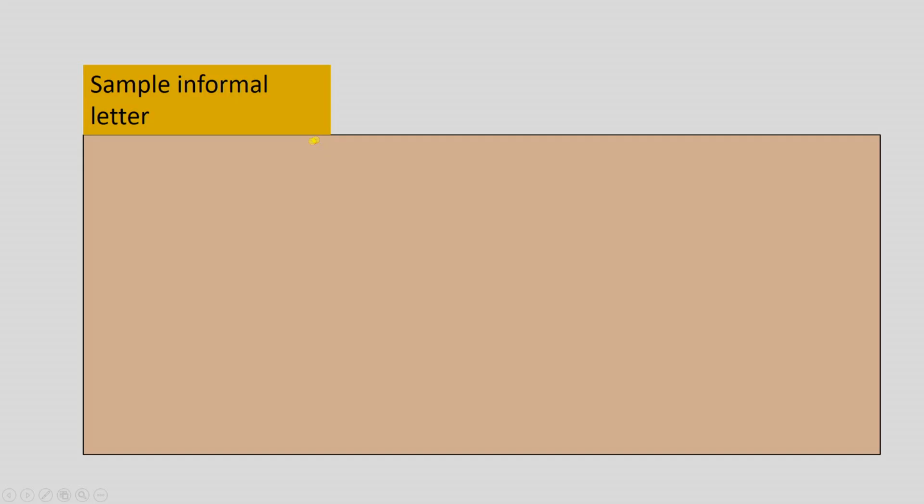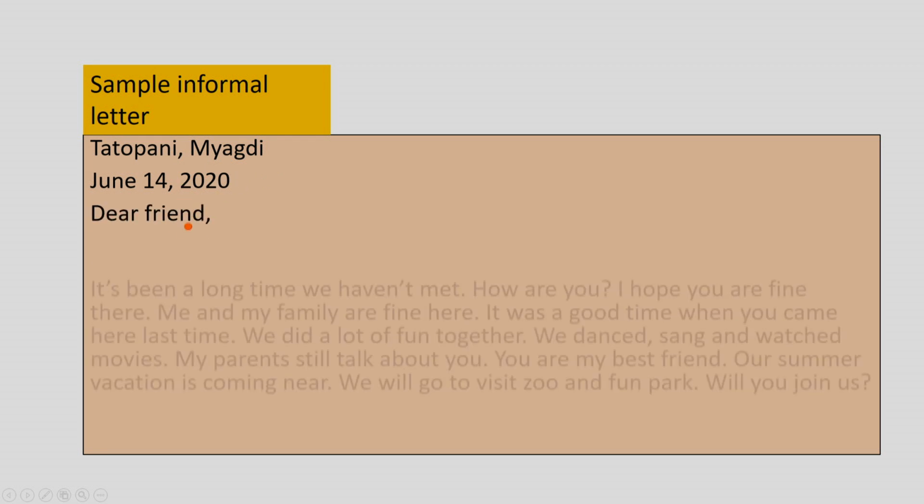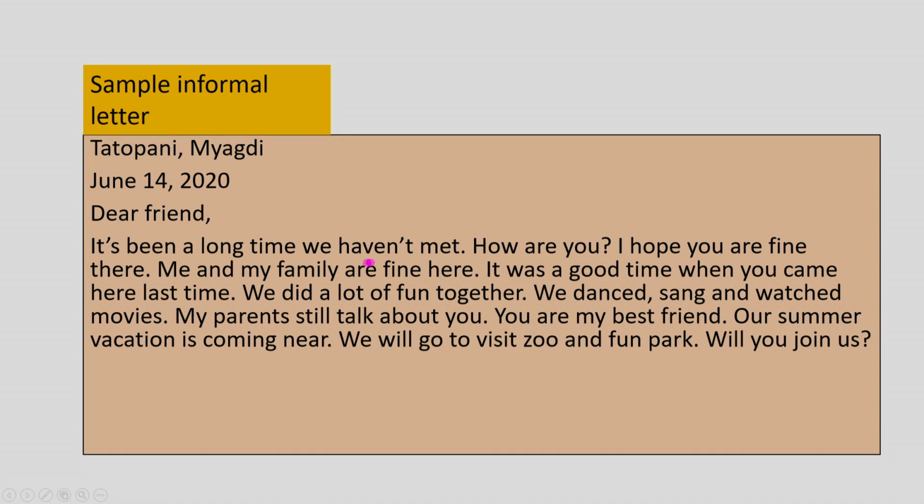look at just one informal letter. You can write like this: Tatapani Magdi, June 14, 2020. Dear friend, it's been a long time we haven't met. How are you? I hope you are fine there. Me and my family are fine here. It was a good time when you came here last time. We had a lot of fun together. We danced, we sang and watched movies. My parents still talk about you. You are my best friend.